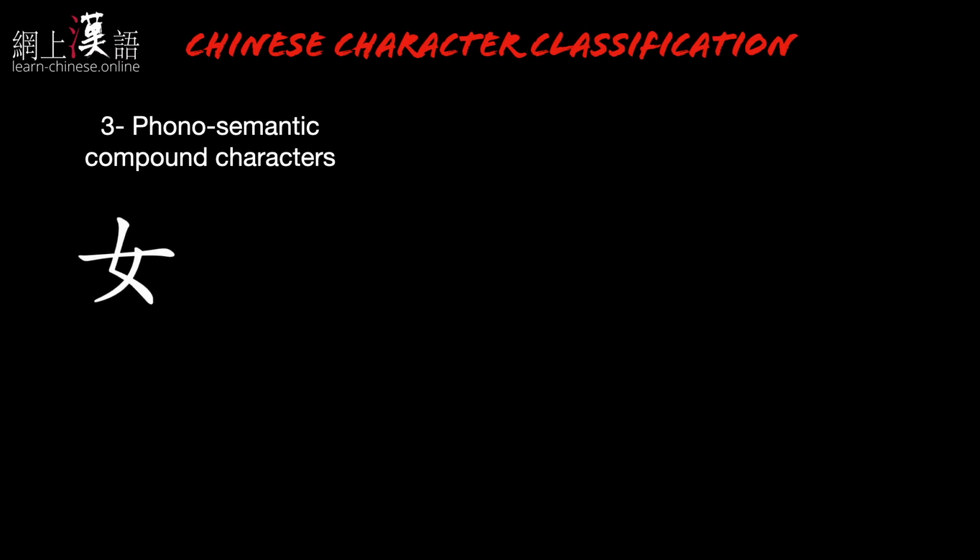Another way to create a Chinese character is to use a component for the meaning and another to indicate the pronunciation. Here you can see, on the left, the Chinese character for woman, and on the right, the character for horse, which is pronounced ma. Together, they form the character for mum, ma. Mummies are women, and the pronunciation is very close to the character for horse.